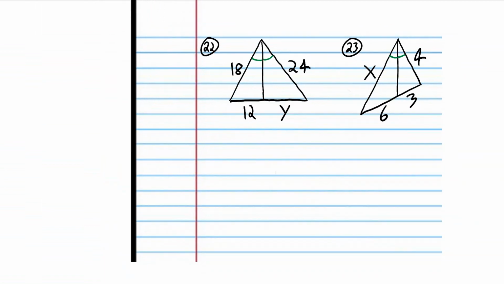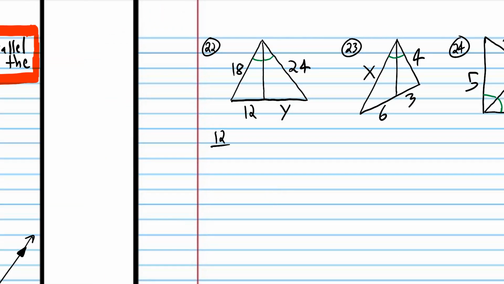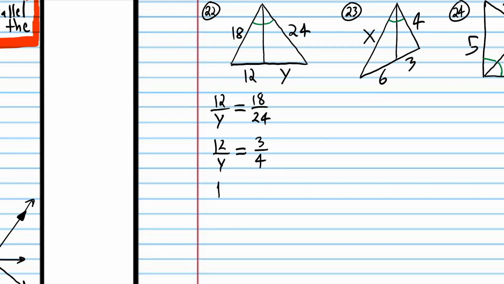All right, we're back. 12 over y is equal to 18 over 24. Divide both sides by 6, and we get 3/4. Cross multiply, we get 48 is equal to 3y. Divide both sides by 3, and you get y is equal to 16. So if you got 16, good job.